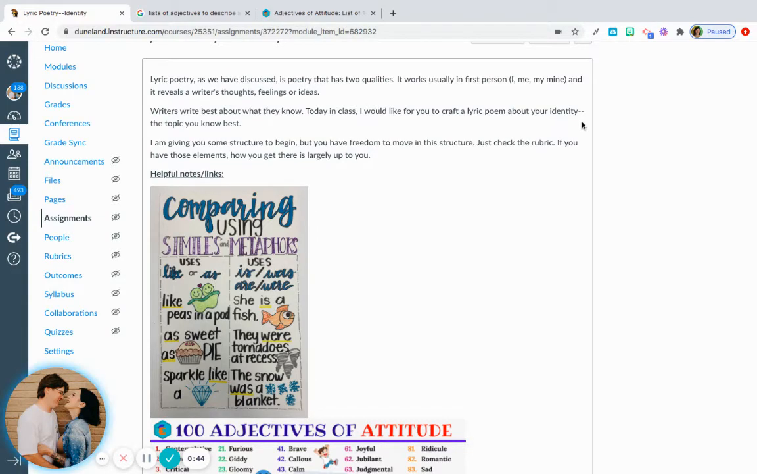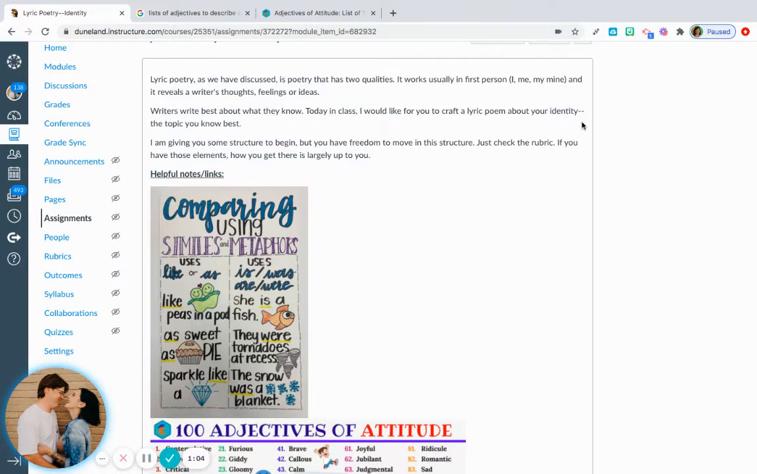Now, we've been working all week with identity as a motif or a big idea. We've also discussed a lot of essential questions with the word identity in it. So this is something that we've talked about a lot this week, right? Especially with all of our lyric poems that we've read.